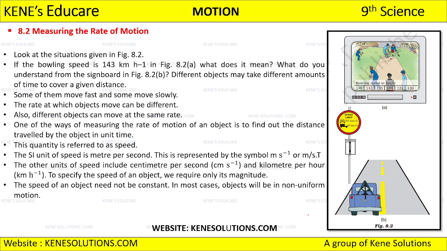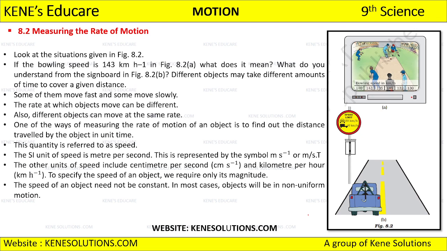There will be different objects which move at different rates, and one way of measuring the rate of motion of an object is to find out the distance traveled by the object in unit time. How can we measure the rate of motion of an object? By calculating how much distance is traveled by the object in unit time, and this quantity we refer to as speed. What do we refer to this quantity as? Speed. Okay, so the SI unit of speed is meter per second. What is the SI unit? Meter per second, and we can represent that by the symbol m/s or m s^-1.